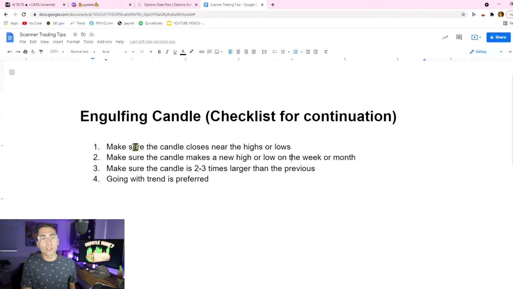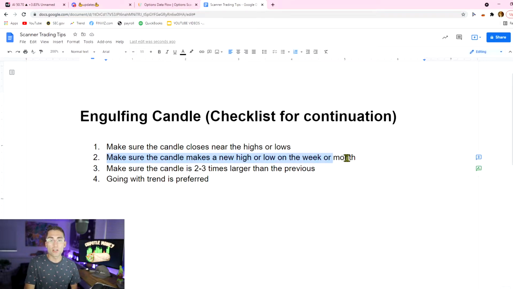We do want to make sure the candle closes near the highs or the lows. So if it's engulfing bullish, we want to make sure it's at the highs towards the end of the day. If it pulls back too much, it may not even engulf for the overall day. So we might want to make sure we don't take plays that don't really close as engulfing candles.